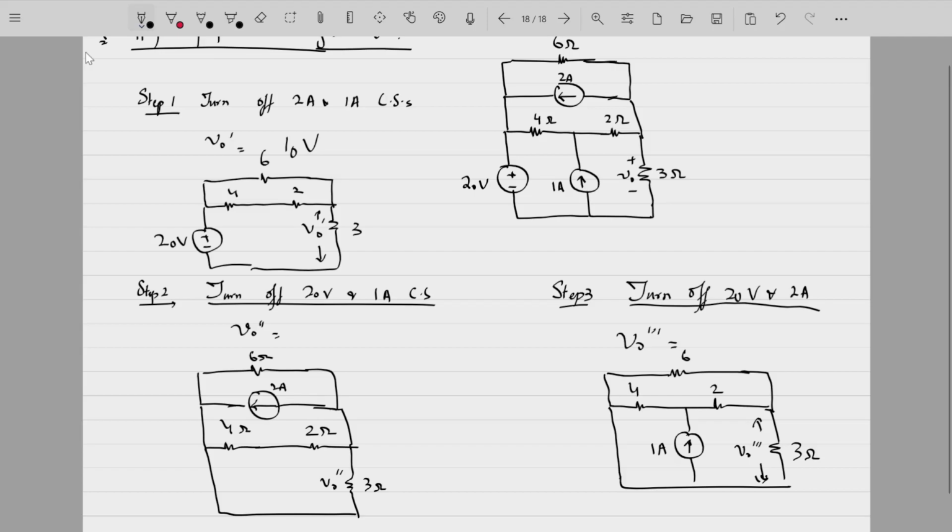Yes, V naught double dash. Sir, is it 3 volt? V naught double dash. 3 तो है but -3 है. -3, sir. Yes, sir. Minus.